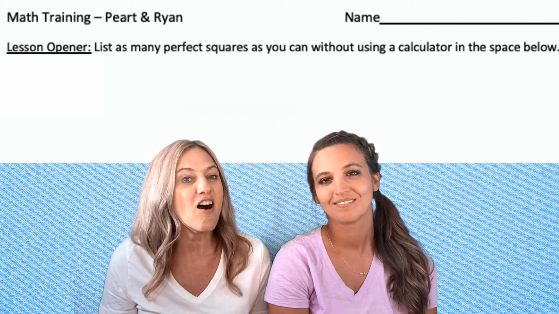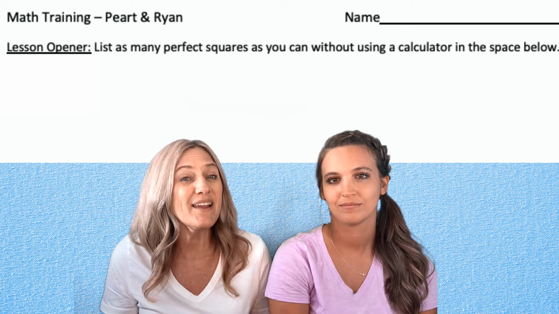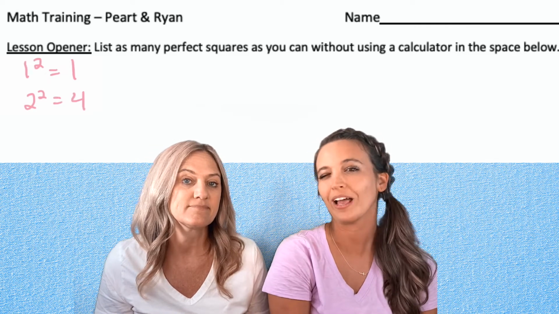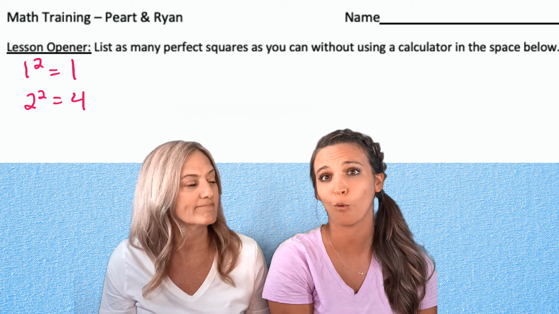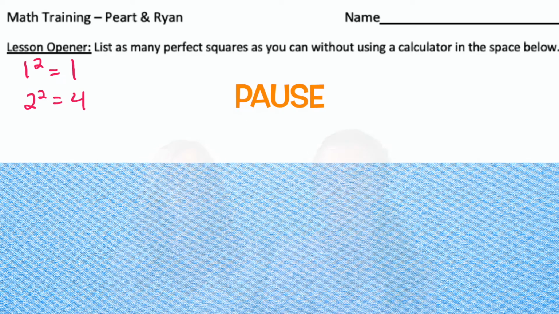Let's get started. On the lesson opener, we want you to write down as many perfect squares as you can. But what is a perfect square? Well, it's the product of a number and itself. So like 1 squared is 1, 2 squared is 4, so 1 and 4 are perfect squares. Pause, list as many as you can.